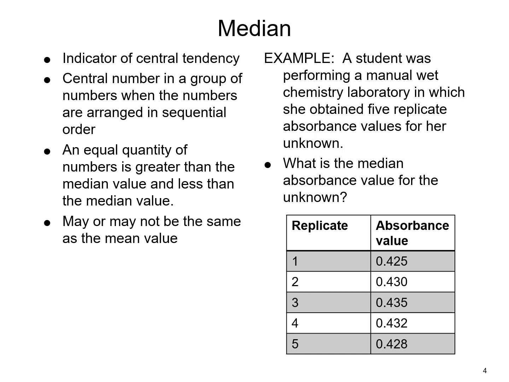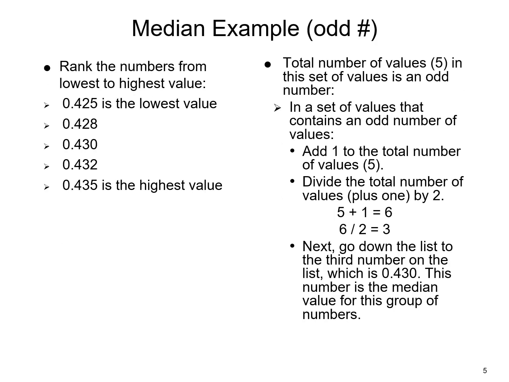In this example, a student is performing a manual chemistry test again, and they have 5 samples that they get absorbance values on the spectrophotometer. What we want to do is determine what the median absorbance value is. Using those same values, we would need to put these in order from the lesser value to the greater value. Here you can see we've already ranked those numbers from the lowest value to the highest value.